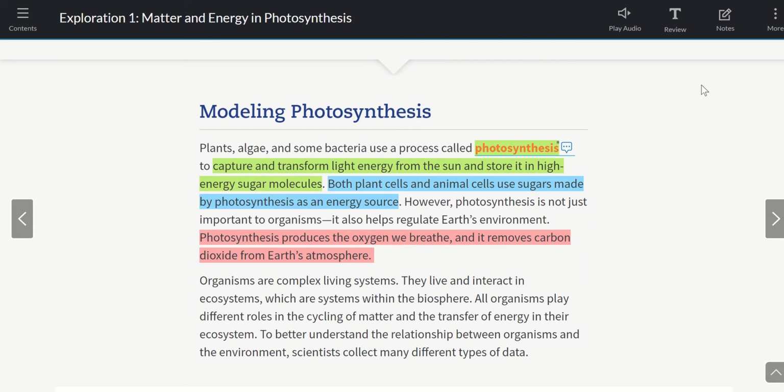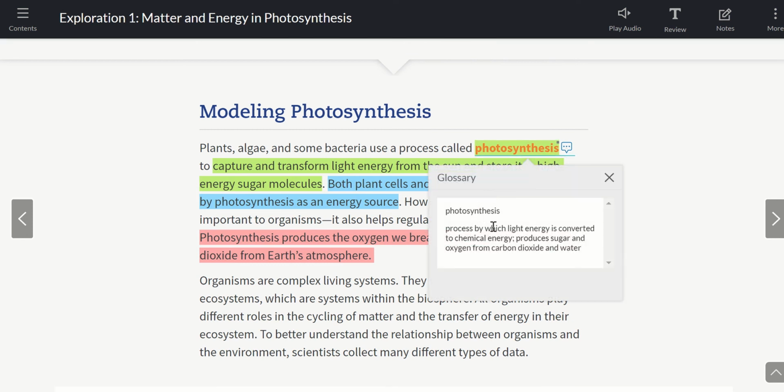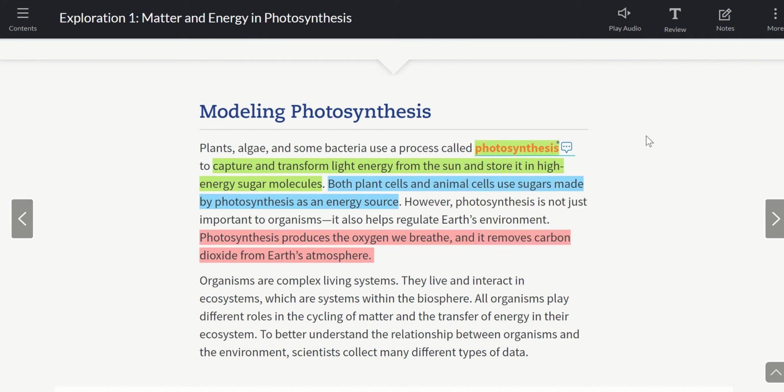So what is photosynthesis? Plants, algae, and some bacteria go through a process called photosynthesis, and that is how we take light energy and convert it into chemical energy. We're also going to produce sugar and oxygen as a byproduct, right? Plants don't need oxygen, but they're going to produce it, and thank goodness for that because we need it. They take in carbon dioxide and water, and they're able to make sugar. They capture and transform that light into high energy sugar molecules, glucose.